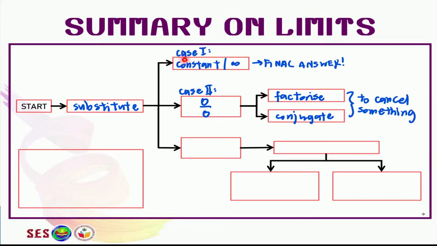In case number 1, where we straight away got a constant or infinity, then this should be our final answer. In case number 2, where we got 0 over 0, there are two options that we can do. We could either factorize or conjugate them and make sure to cancel something from the original function. Now, one more case left.